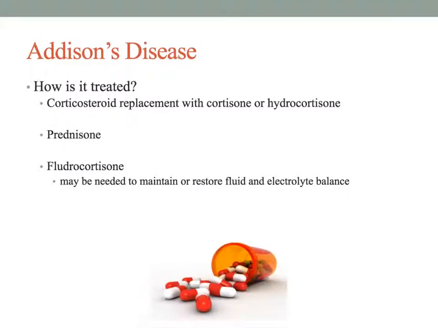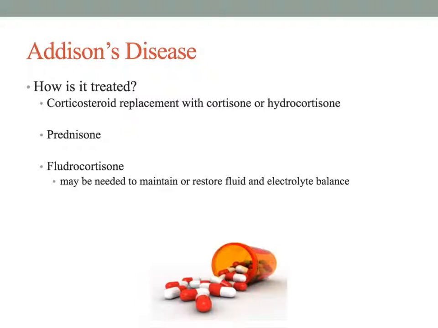Essentially, Addison's disease is a low cortisol level, so we will give them corticosteroid replacement with cortisone or hydrocortisone. Other drugs listed on your module outline are prednisone and fludrocortisone. These drugs can be used as supplements for cortisol levels for a patient with Addison's disease.